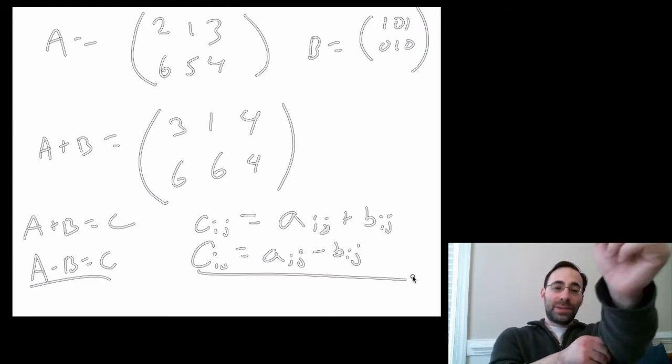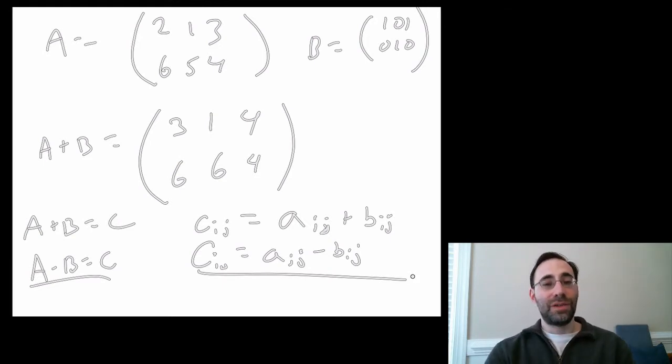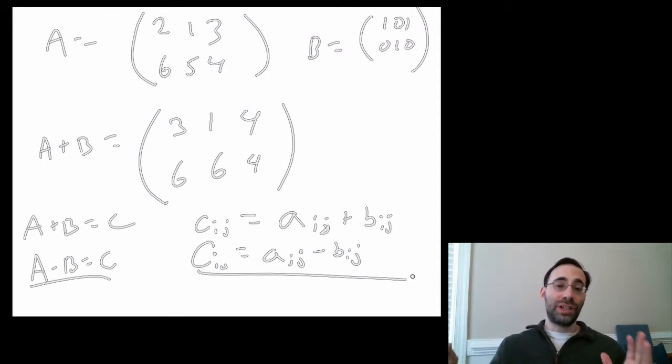So that's it. Addition and subtraction work just the same way you've seen before in vectors. You must make sure that the dimensions in both rows and columns of the matrices are the same when you're adding and subtracting, but assuming they are, you just add and subtract the elements directly, and there's nothing else going on there. So that's addition and subtraction.